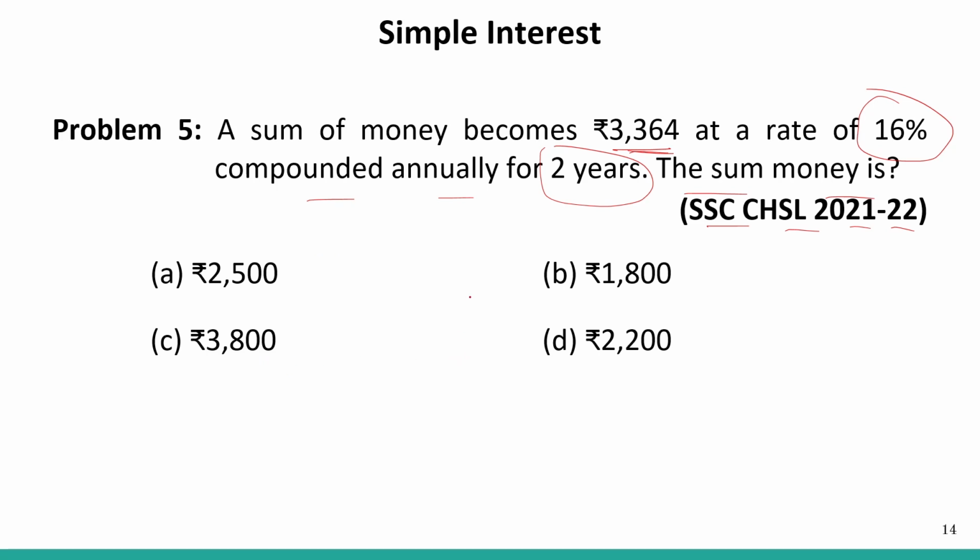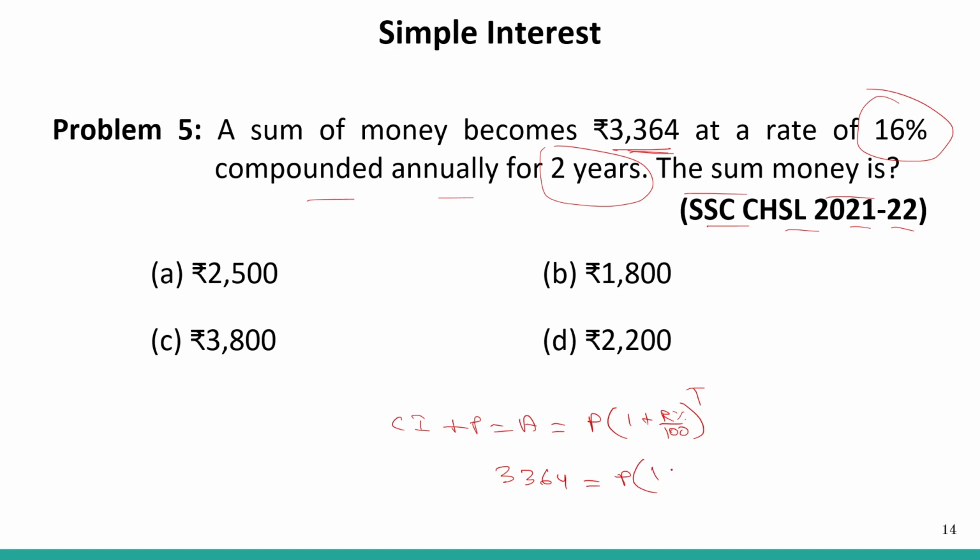So what we are given here is what the sum of money becomes. CI plus P is equal to the amount, and we know the formula: P into (1 plus R by 100) whole power T, when R is given in percentage. So A is given to us, that is 3364, and P is something that we don't know.